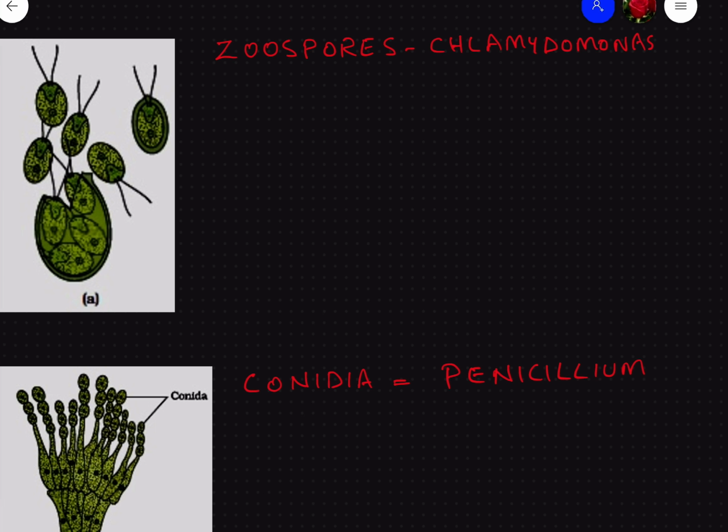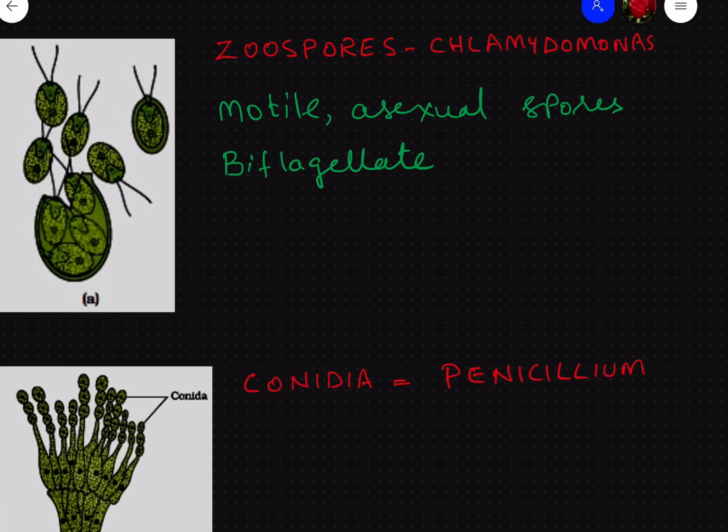As you all know, zoospores are a type of motile asexual spores. They have two flagella, so they are otherwise called biflagellate. They are produced during favorable conditions in Chlamydomonas. These zoospores, which are motile, asexual and biflagellate, are produced during favorable conditions in a special sac-like structure.